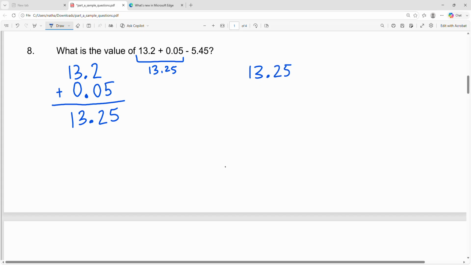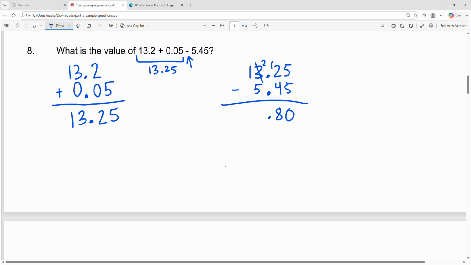Okay, so I've got 13.25. Now I'm doing a subtraction. I'm going to subtract, put my decimal first. Now I'll fill in my numbers. And we can do some standard subtraction. 5 minus 5 is 0. 2 minus 4, we can't do that, so we have to borrow. So we're going to borrow 1 from here. That becomes a 2, and we can add a 1 in front of that. So 12 minus 4, we get 8.